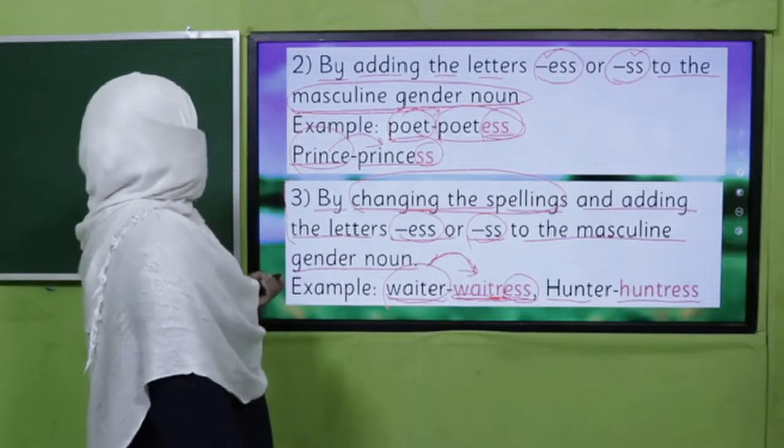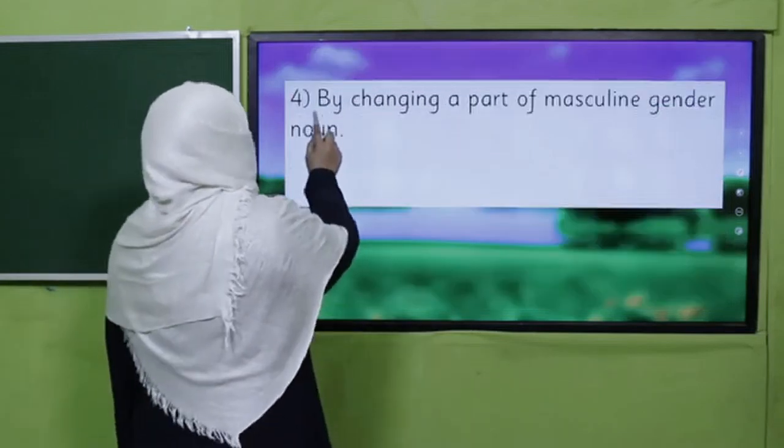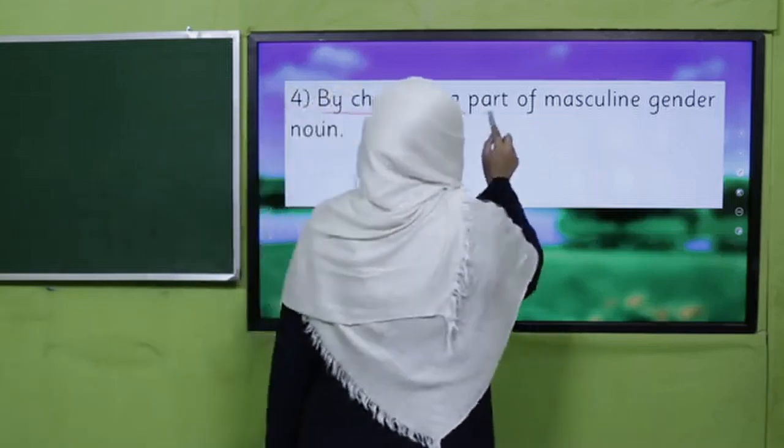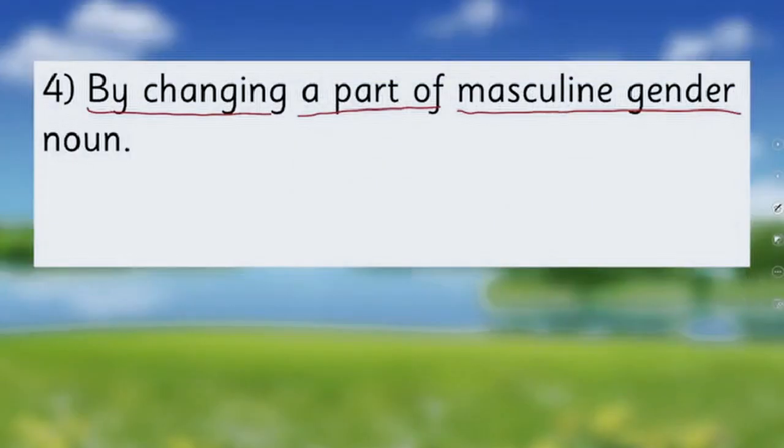Okay, and the next one is by changing a part of the masculine gender noun. Now we will not change the complete noun, but just a part will change and the masculine will be converted into a feminine noun. How?